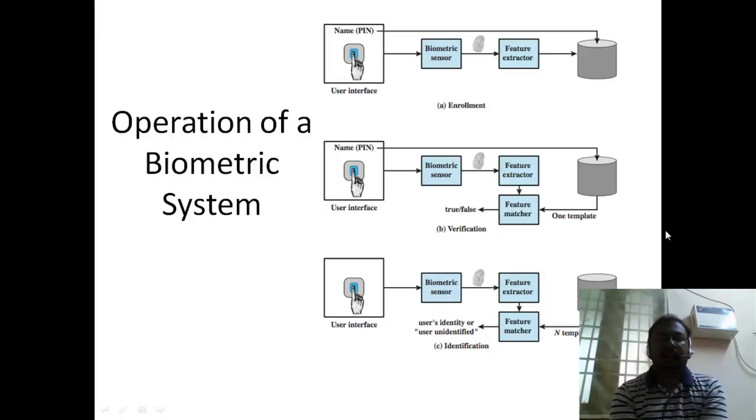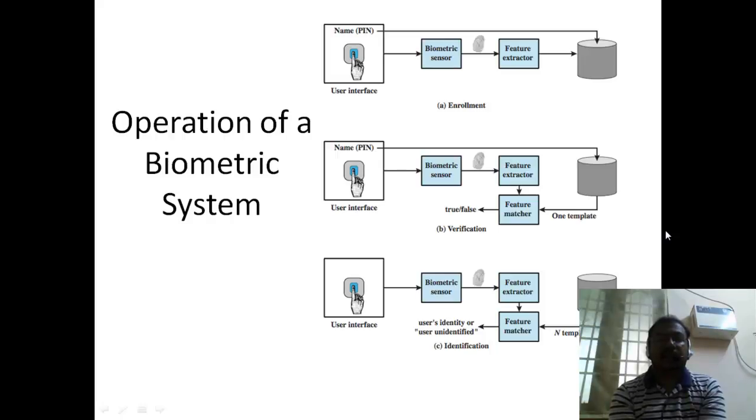Then the next step is you do the verification. So you keep your finger on the biometric device, the features are extracted, and the templates stored in the database are taken out one by one and matched using the feature matcher. So it says whether the person is authenticated or not based upon the match. If it is matching, he is a valid user, or if it doesn't match, he is not a valid user.